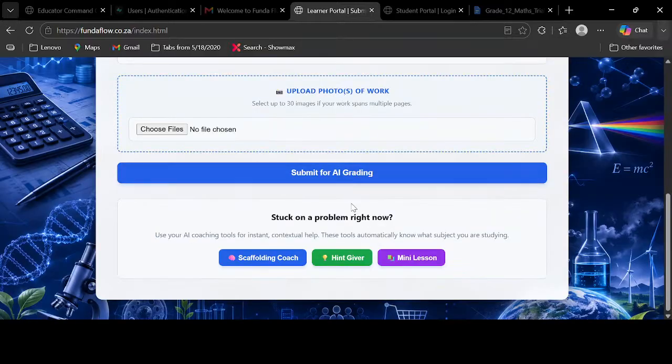Okay, so after we have the hint give, now we are going to use it when we are busy with those questions, when we are busy solving the question.